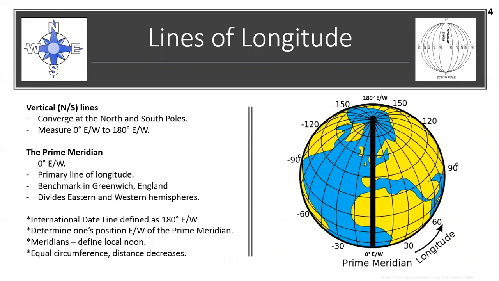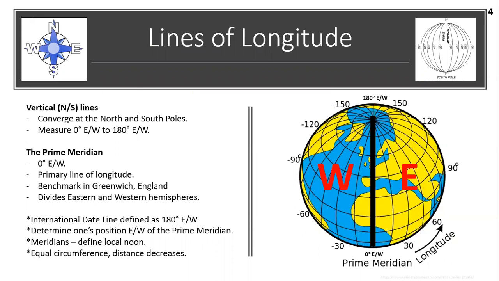The prime meridian is defined as 0 degrees east-west. It's the primary line of longitude, and it's defined through an engraved benchmark in Greenwich, England. The prime meridian divides the Earth into the eastern and western hemispheres. 180 degrees east-west of the line of longitude, directly opposite of the prime meridian, is called the international dateline.